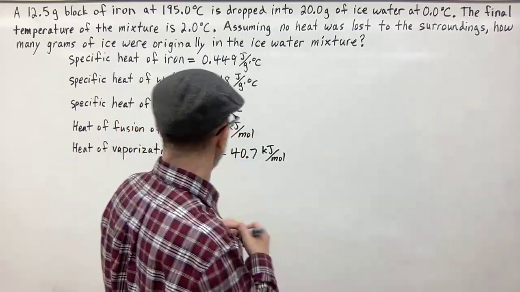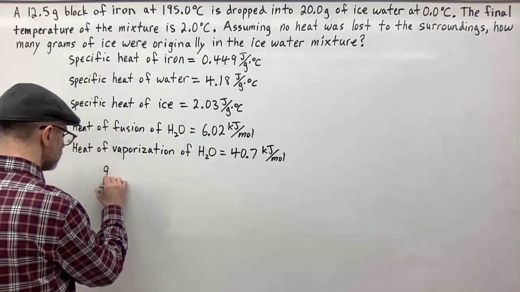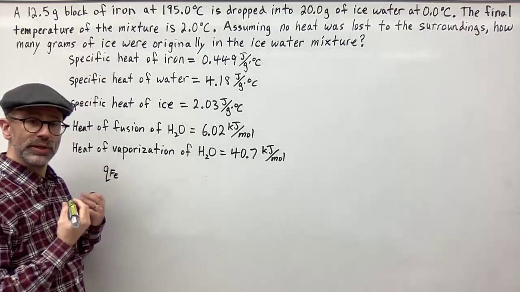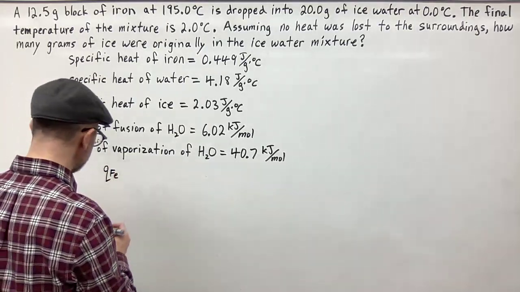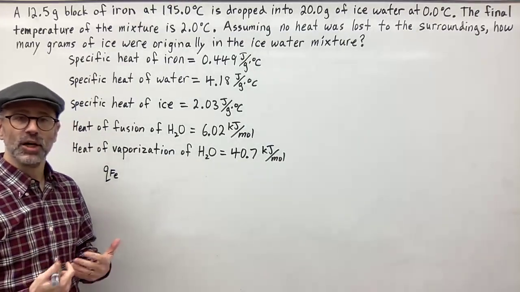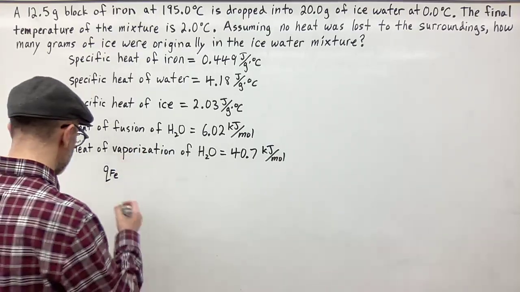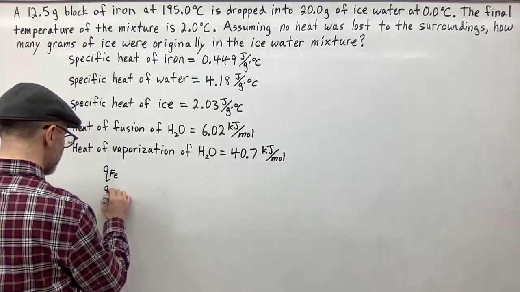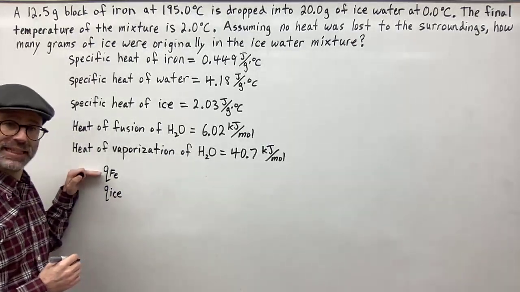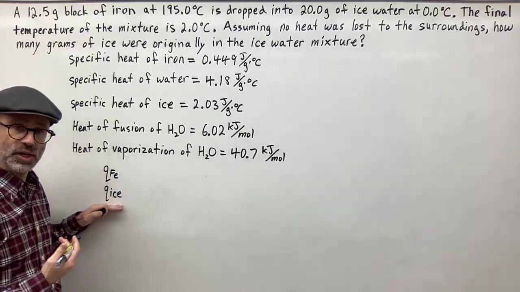So we need to mention our Q values here. So we have Q, Fe. So the Q of the iron, the heat that's released by the iron, that's one Q. What's another Q value? What's going to absorb the heat? Well, if it's ice water, then you've got ice that's going to absorb the heat. So we're going to need the Q of the ice, right? The amount of heat absorbed by the ice. So this is the amount of heat released or given off by the iron, and then the ice absorbs some of that heat.